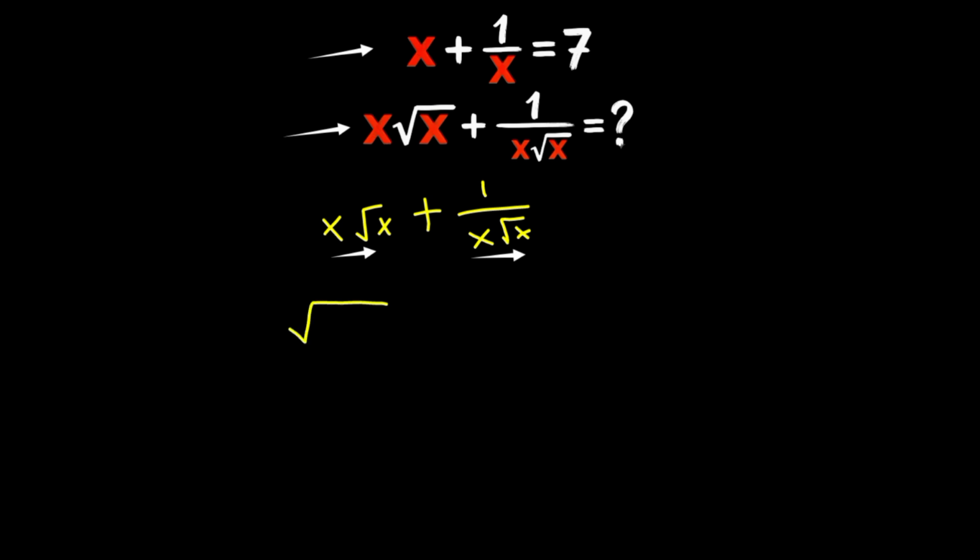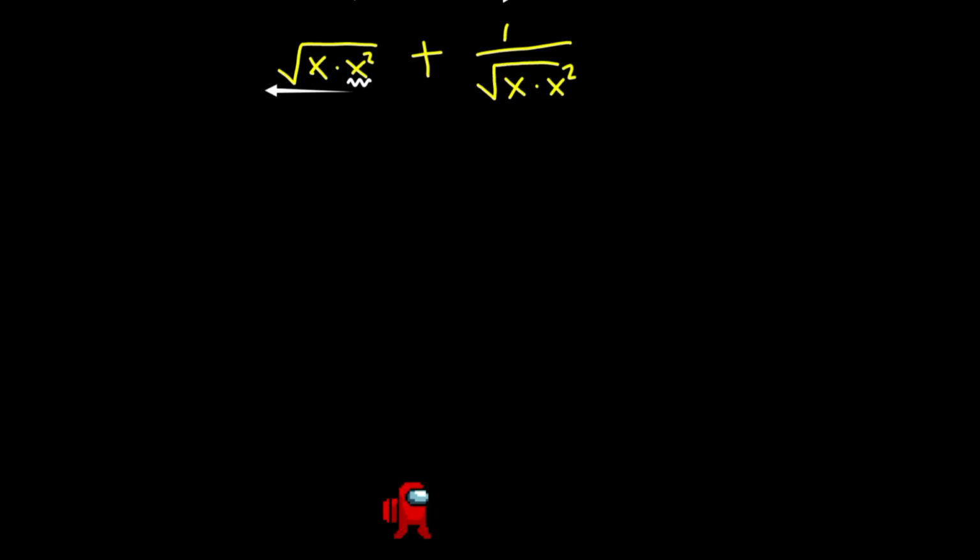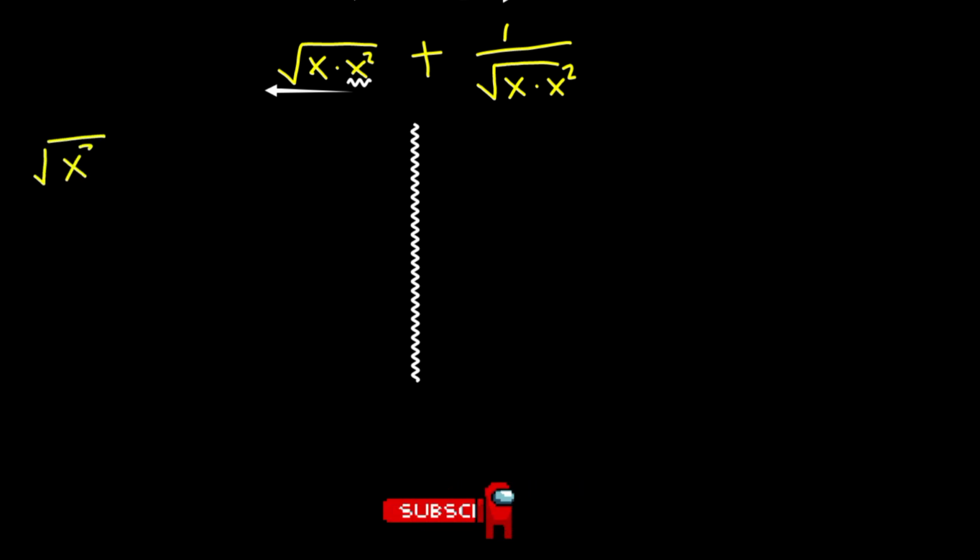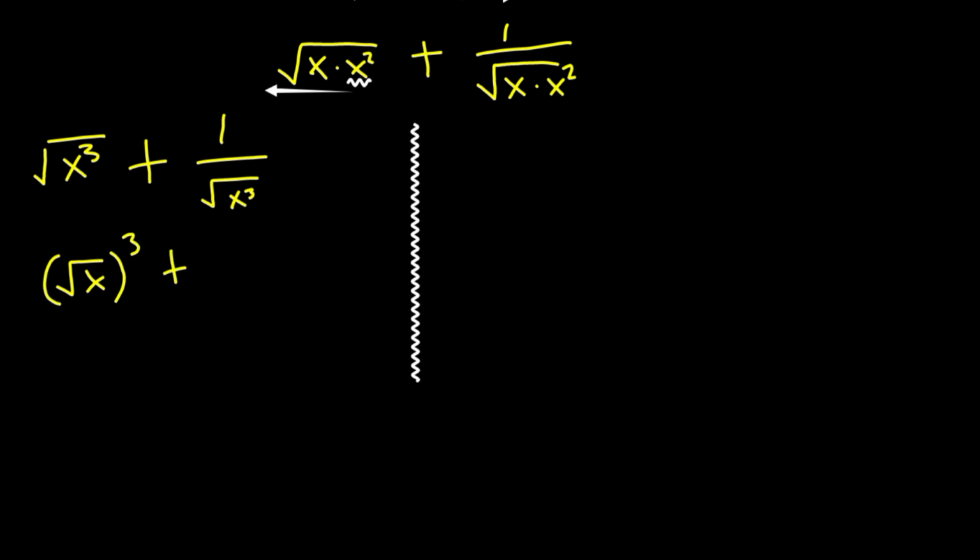And then we have square root of x times x squared, then plus 1 over square root of x times x squared. It's still the same thing because square root of x squared gives us x, therefore it comes out of the root and becomes x root x. So this is a basic rule of surds. And so according to indices, this becomes x cubed, then plus 1 over square root of x cubed, and we can rewrite this as square root of x all to the power of 3 plus 1 over square root of x all to the power of 3.